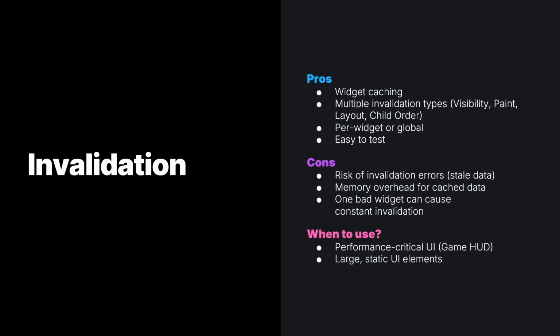As far as when to use this, performance critical UI is the main time, like a game HUD. In Fortnite, we do not use global invalidation for the front end. We use it for the HUD during gameplay, because it makes sense. We need performance more there. And it's great for large static UI elements, things that aren't invalidating much.